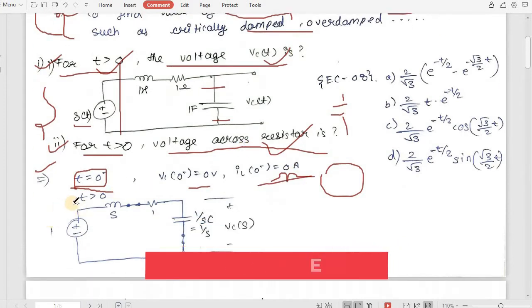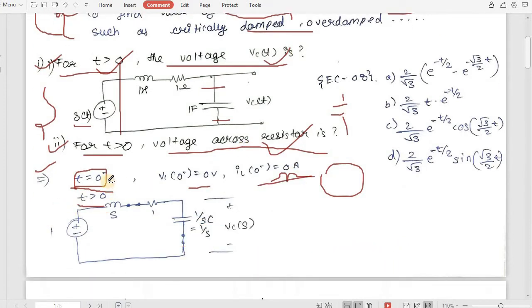Now let's see for t greater than 0. Let me tell you, we do the Laplace transform only for t greater than or equal to 0. T equal to 0 minus is our requirement, as t greater than 0 requires some parameters from t equal to 0 minus. So in t greater than 0 we will transform all elements into the Laplace domain. This delta(t) will be converted to 1, since the Laplace transform of delta(t) is 1.